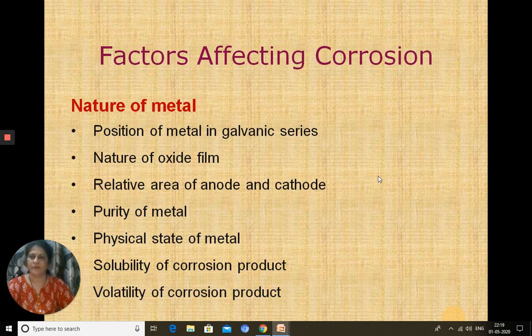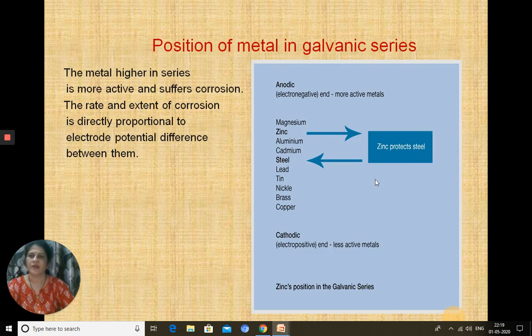Now, the nature of the metal is divided into some points. They are position of metal in galvanic series, nature of oxide film, relative area of anode and cathode, purity of metal, physical state of metal, solubility of corrosion product and volatility of corrosion product. These are all very important points from the point of view of the nature of the metal, and how it affects the rate of corrosion. So we'll discuss one by one. The first one is position of metal in galvanic series.